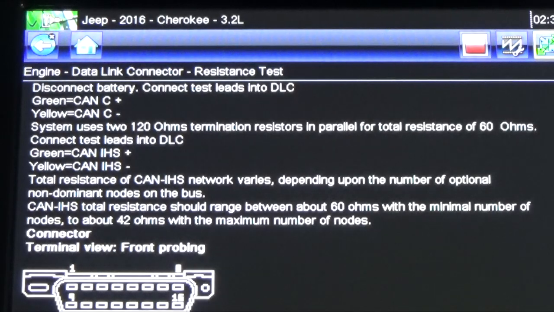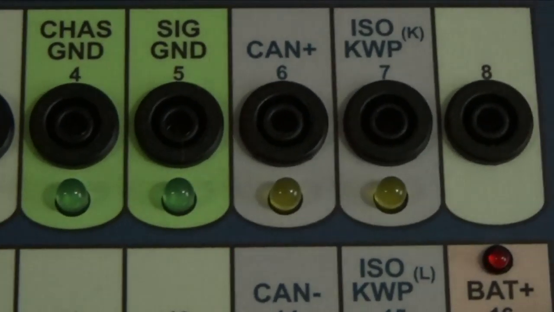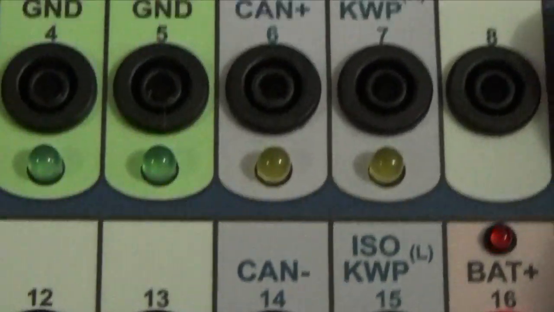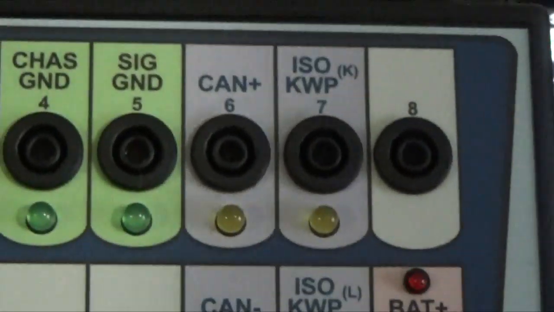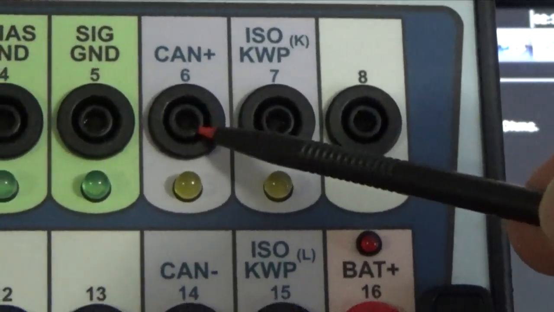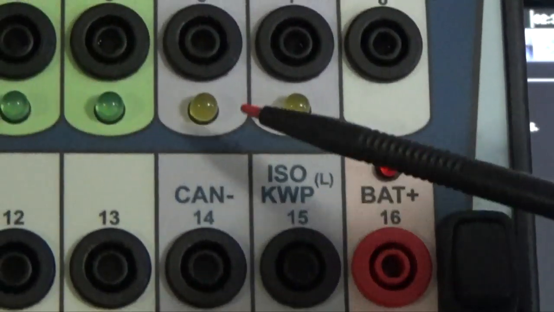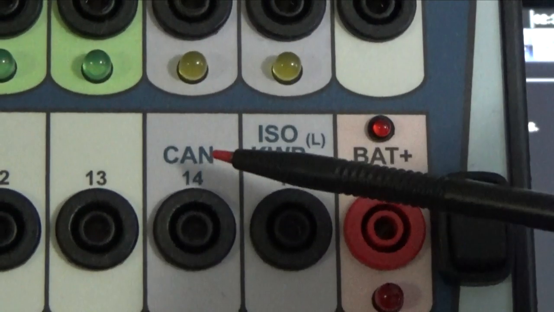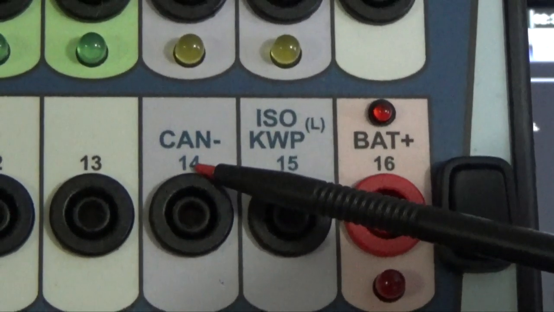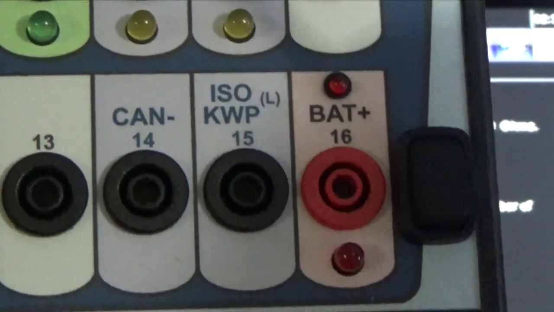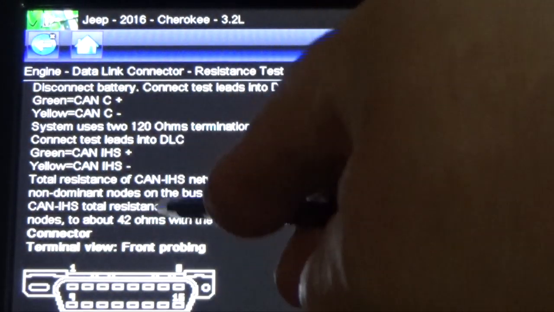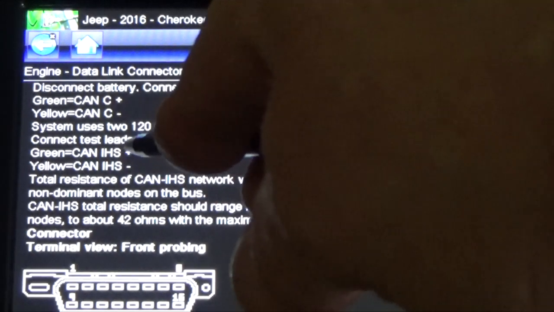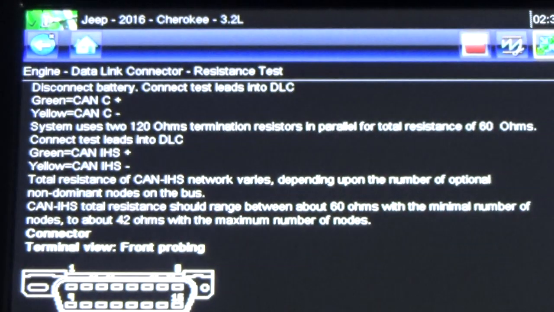Now with this OBD2 breakout box that I'm showing here, you connect one here and one there, pin 6 and pin 14, when you're going to measure that resistance in CAN positive and CAN negative. Now the CAN high speed is a different story. In CAN high speed, it will be 2 and 10.